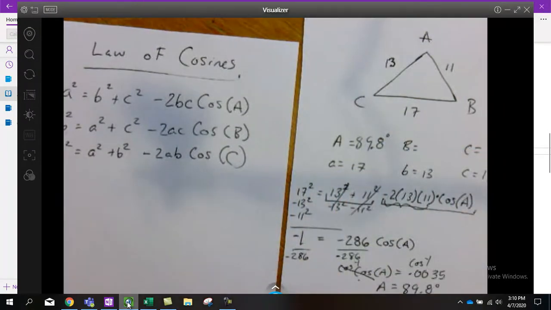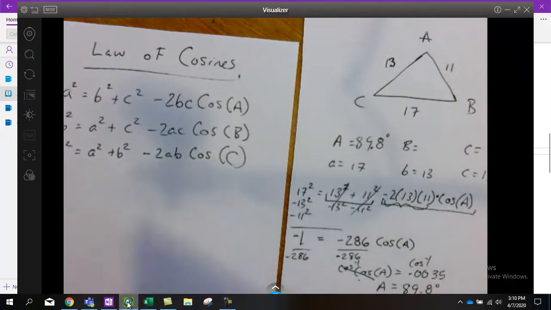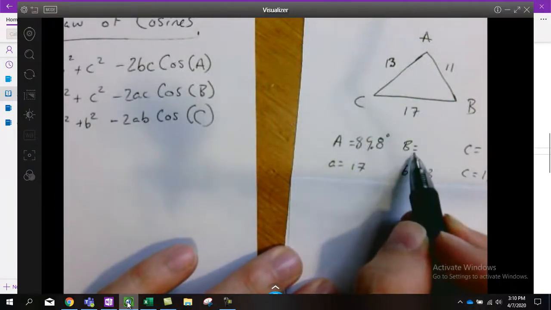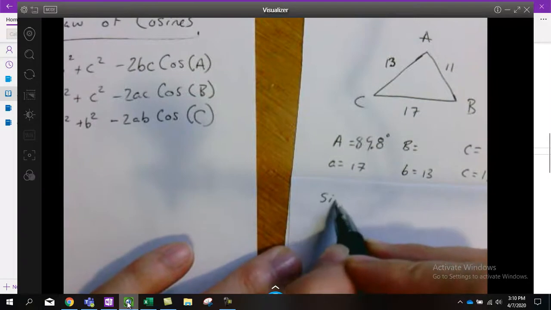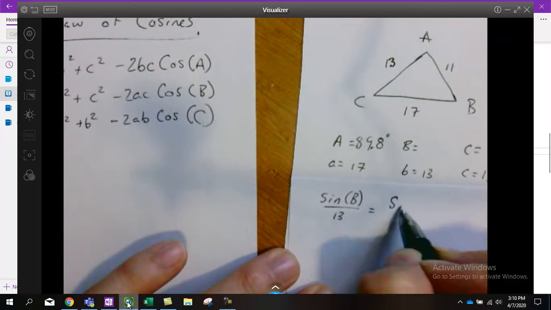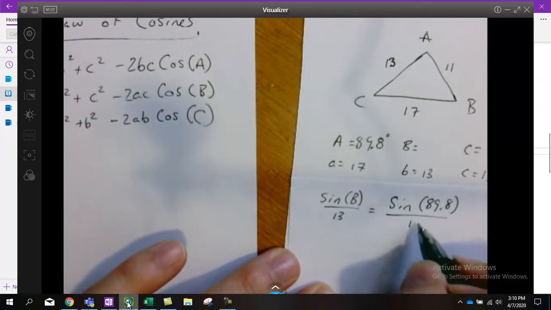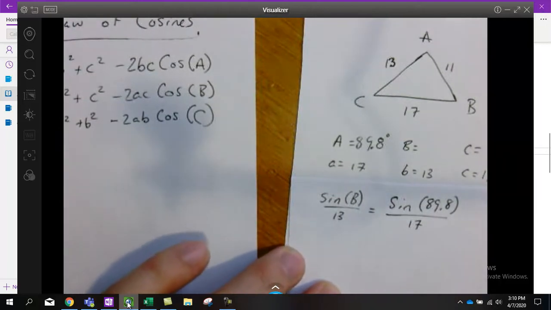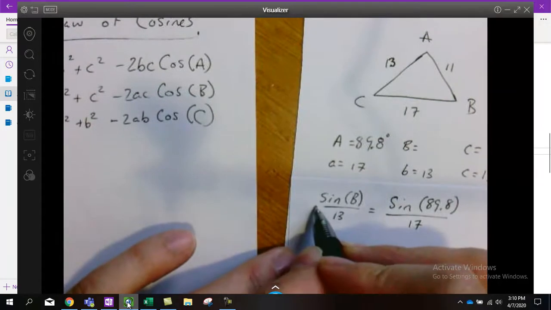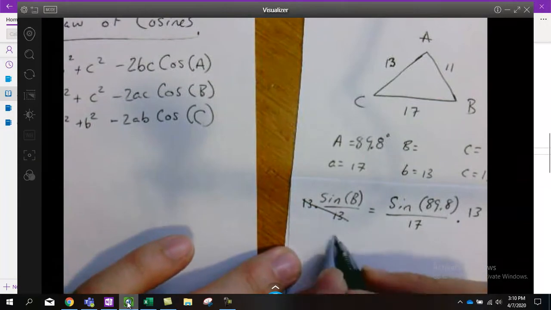The rest of this problem, now that I have a complete A over a, I can use the law of sines. We're going to remember from our last assignment, if I'm looking for B, I would say that the sine of big B divided by little b equals the sine of big A, 89.8, over little a. If you didn't do the first part of the assignment with law of sines, this is all going to feel brand new to you. So it's really important you take the time to complete the homework.